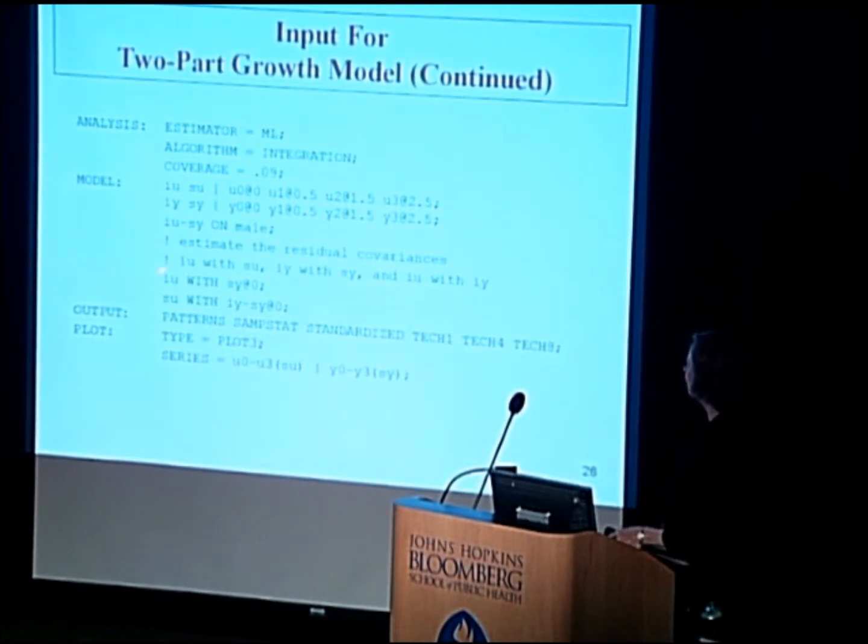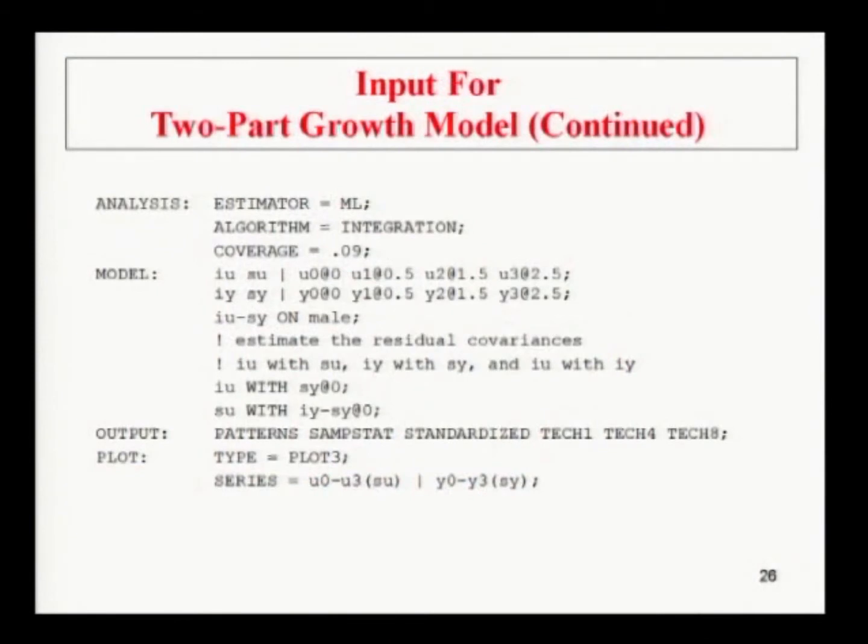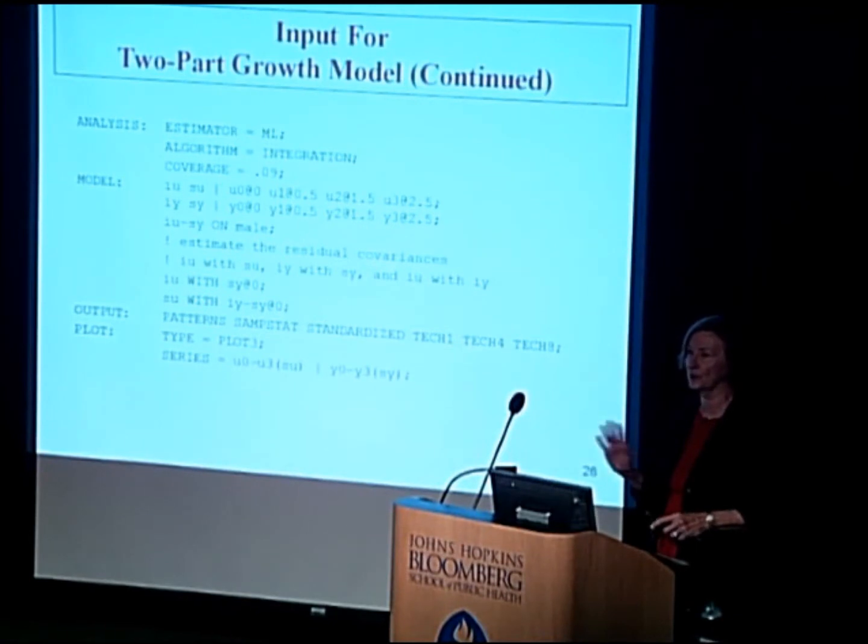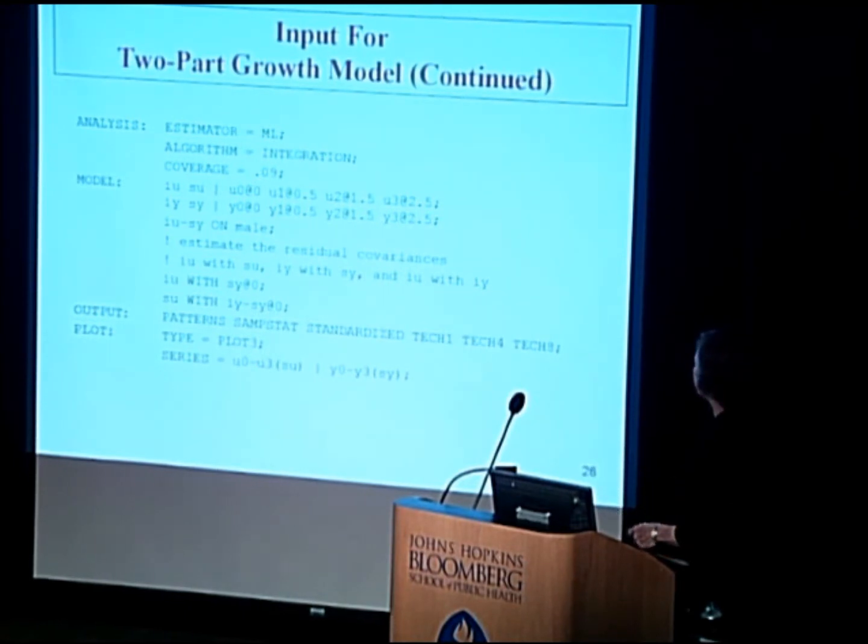So if you don't want them to be estimated, you say IU with SY at 0, SU with IY through SY at 0. So any default in M+, if a parameter is fixed or free, the opposite can be done, providing that it doesn't make the model non-identified.